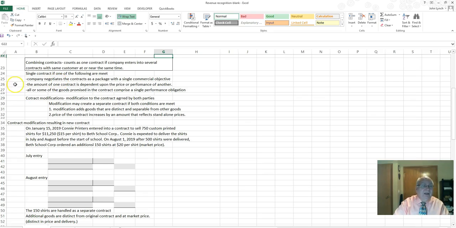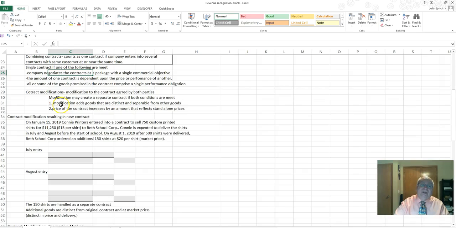Company negotiates the contract as a package with a single commercial objective. The amount of one contract is dependent upon the price and performance of another contract, or all or some of the goods promised in the contract comprise a single performance obligation. Keep in mind, the key here, it only has to meet one of the following. So we can even highlight that if you wanted to. Okay, that's all it has to meet.